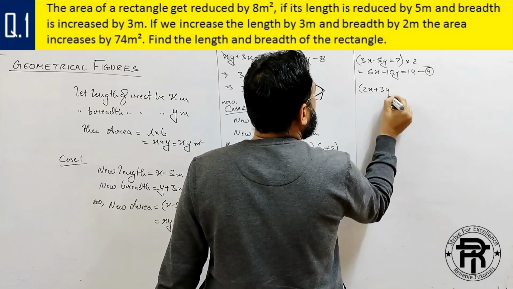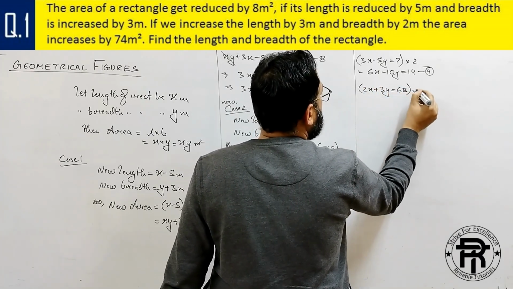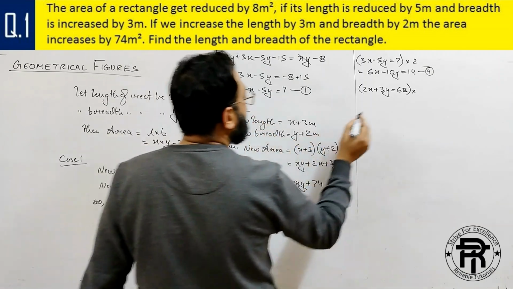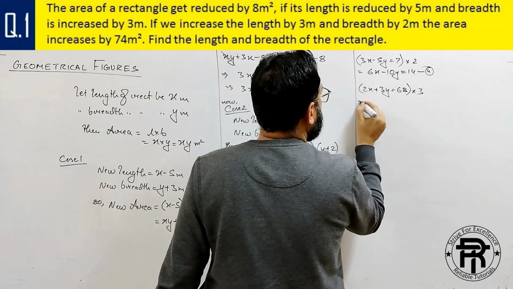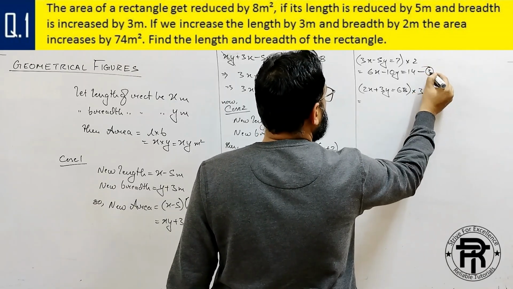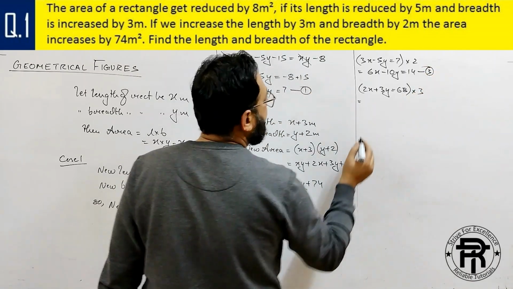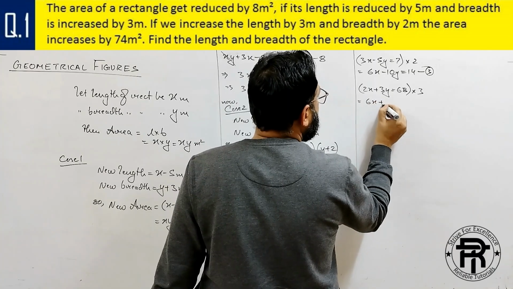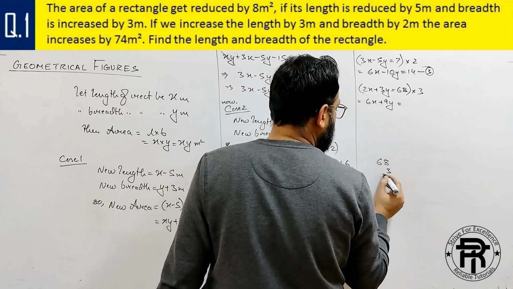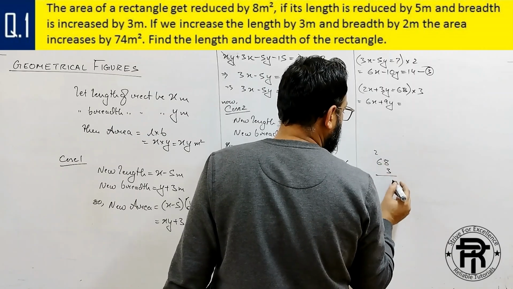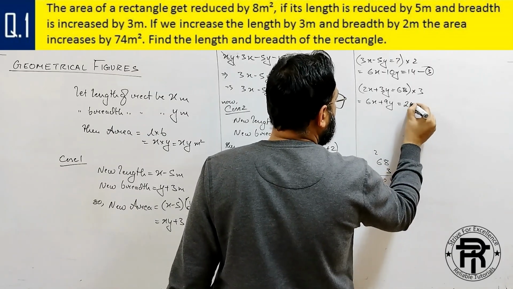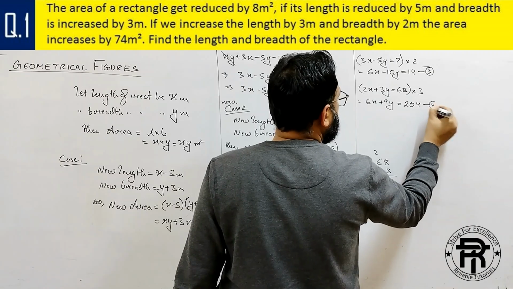2x plus 3y is equals to 68, multiplied by which? The second equation we have to multiply by 3. By 3, that is equals to how much? 6x plus 9y is equals to, now 68 when multiplied by 3, that is 204. This is equation number 4.